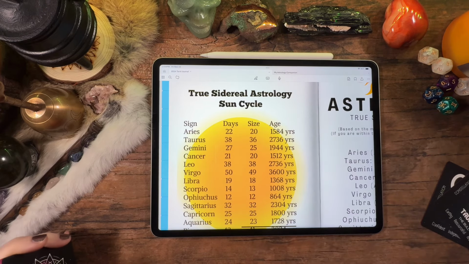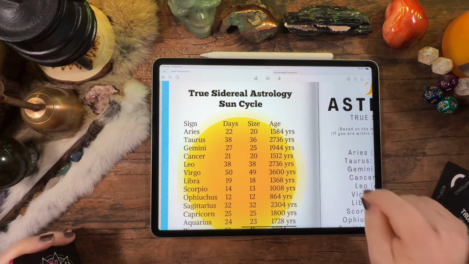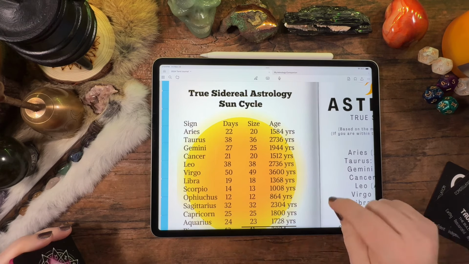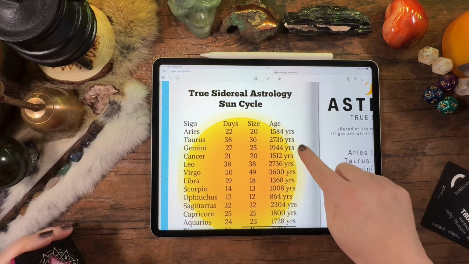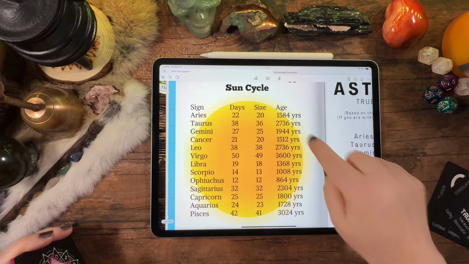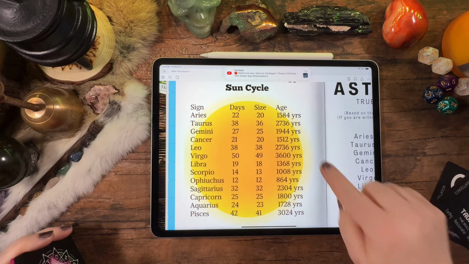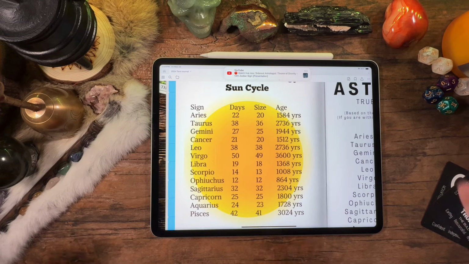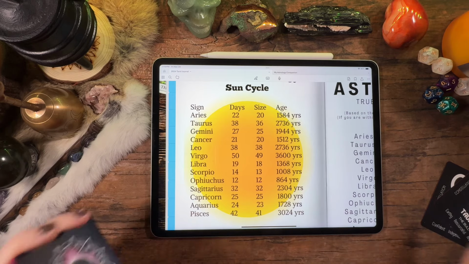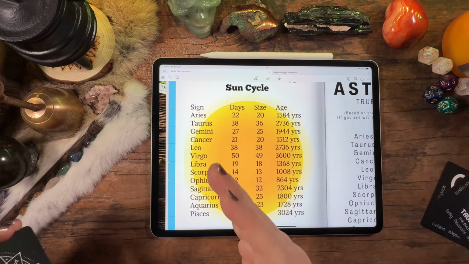In Aries, for 1,584 years, the sun was in Aries on the spring equinox. Taurus, an age would be 2,736 years. Gemini, 1,944. You see what I mean? Because it all depends upon the size of the constellation. This is why true sidereal is much closer to true astronomy.